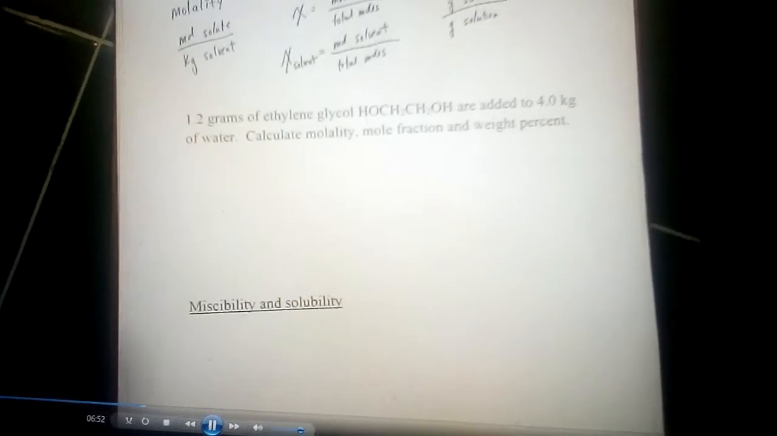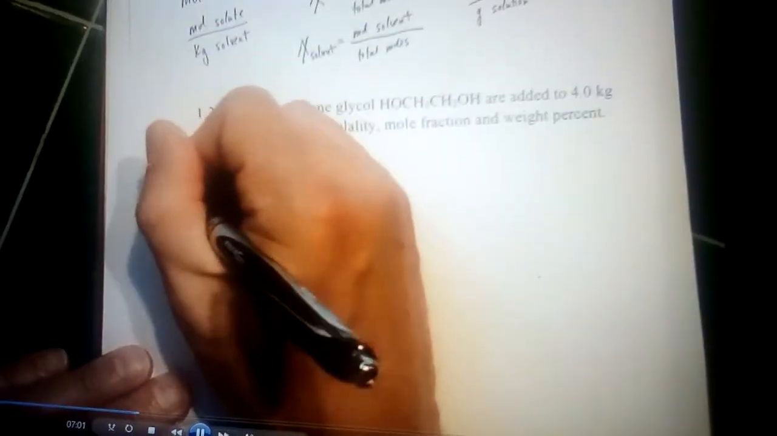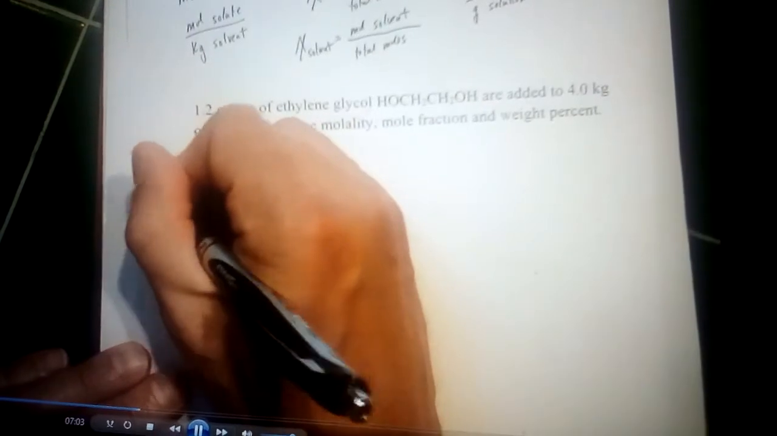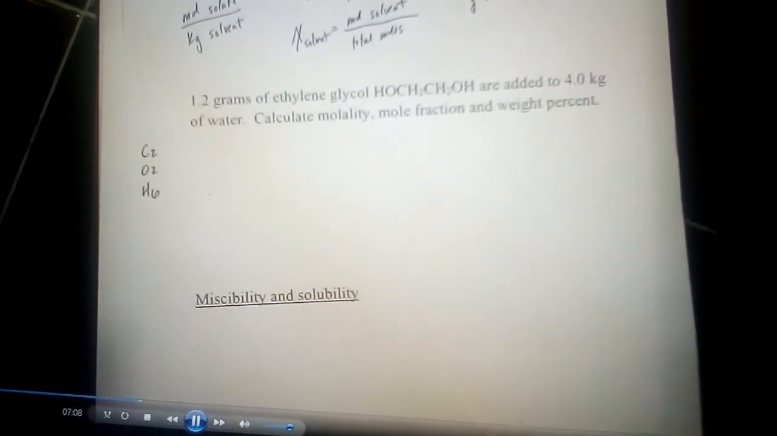Now, we're going to need the molar mass of ethylene glycol, so let's do that first. We pull all the pieces out there. There are 2 carbons, there are 2 oxygens, and there are 6 hydrogens. So let's add those up together because we're going to need that before we get into the problem itself.